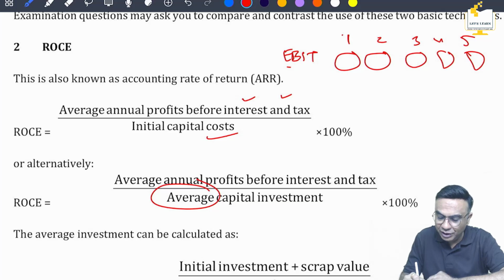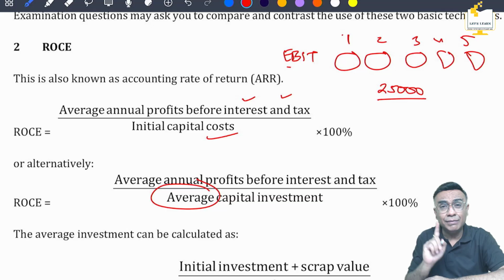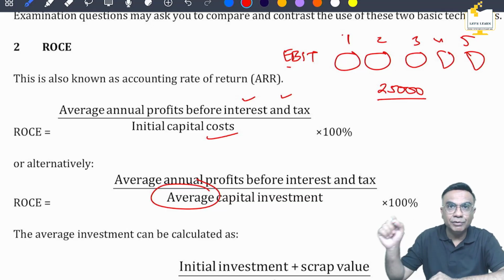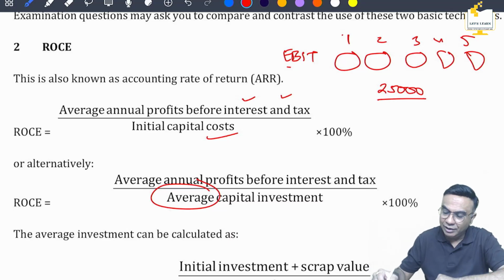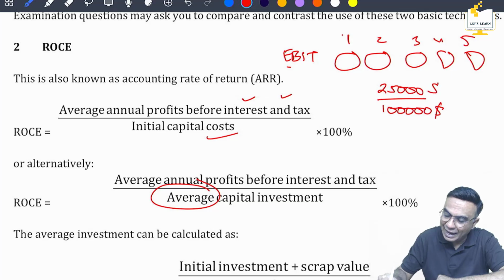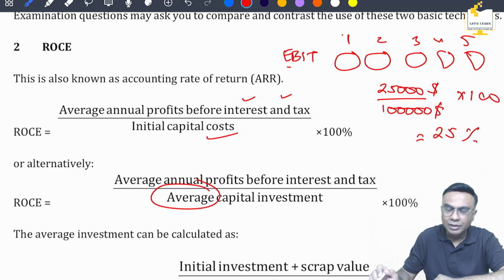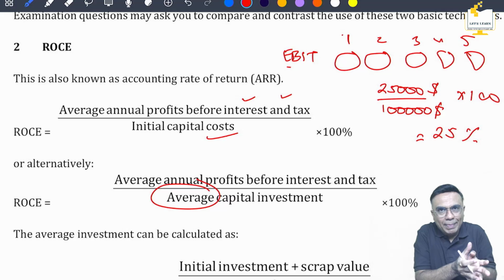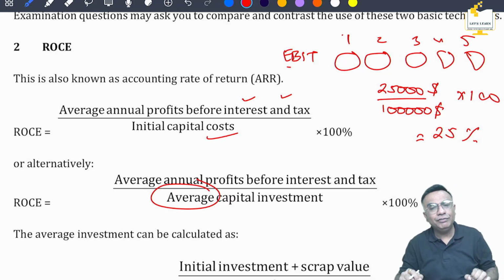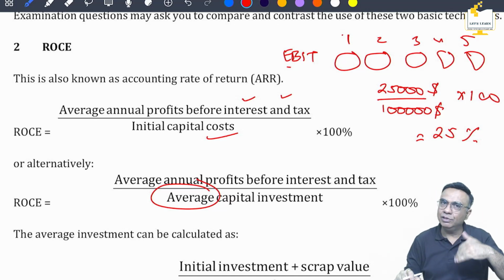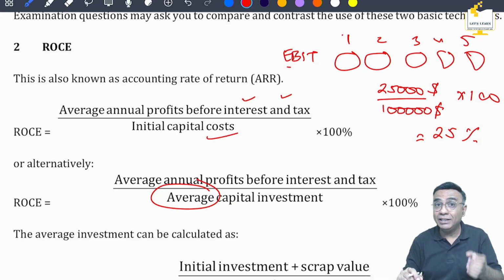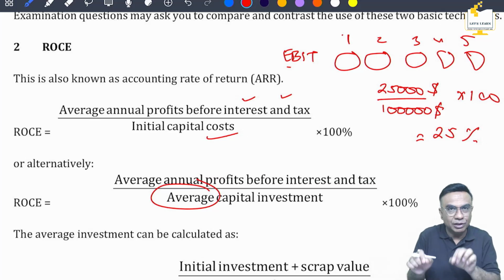What does it mean? Suppose you are getting a profit of say 25,000. This is average EBIT, average earnings before interest and tax. Have you got this? Add all, divide by 5. Divide by, say for example, you are investing 1 lakh. You are investing $1 lakh and we are expecting an average profit of 25,000, into 100. So what is ROCE? It is 25%. If you invest $1 lakh in this project, then you can expect a 25% average return. In some years the return will be higher, some years less, but on average 25% EBIT can be earned in this project.